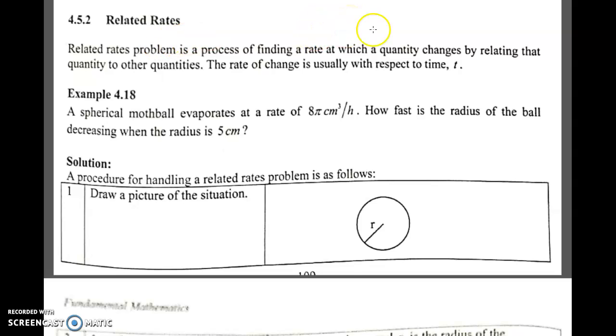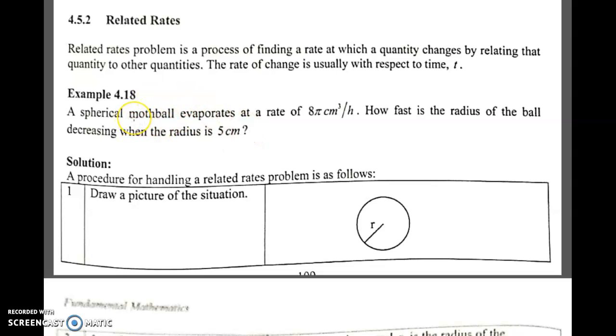It is actually a rate or a quantity that changes by relating a quantity to other quantities. For example, in our speed limit just now, we are relating the speed with hour, right? That is the rate of change for the speed limit. Okay, so let's look at example 4.18 and discuss how to solve this question. A spherical mothball evaporates at the rate of 8 pi cm cube per hour. How fast is the radius of the ball decreasing when the radius is 5 cm?